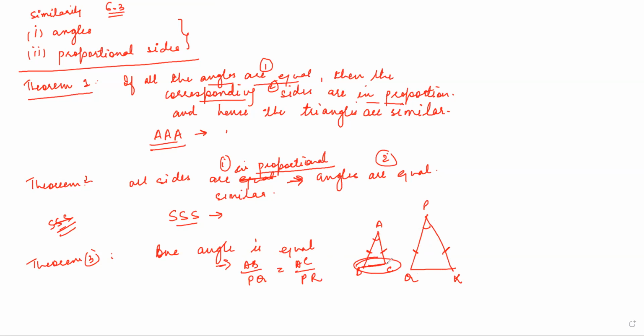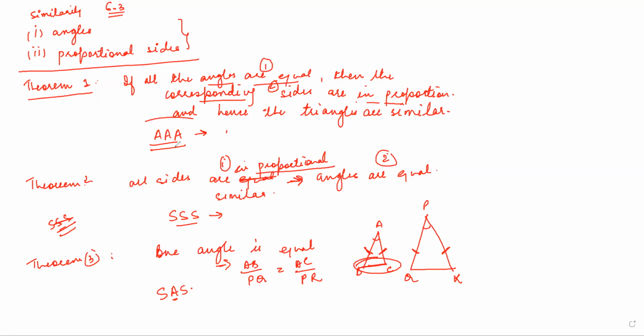Sometimes in a question, this one is given just to confuse you. So we look at these sides only. Understood? So these are in proportion. So this criteria is called SAS criteria, where two sides are in proportion and one angle is equal. So these are the three criteria which we use to prove similarity in triangles.